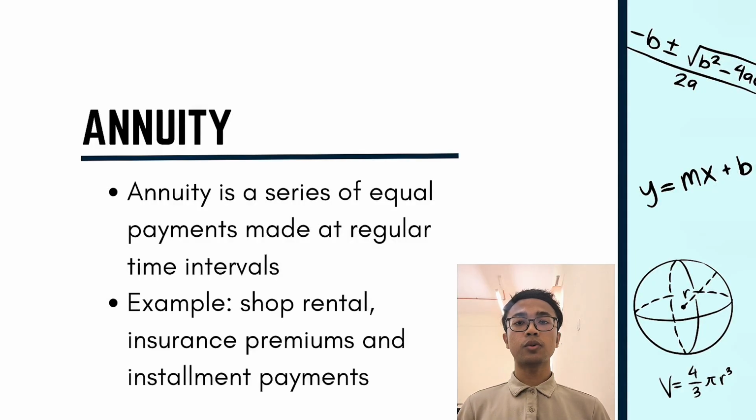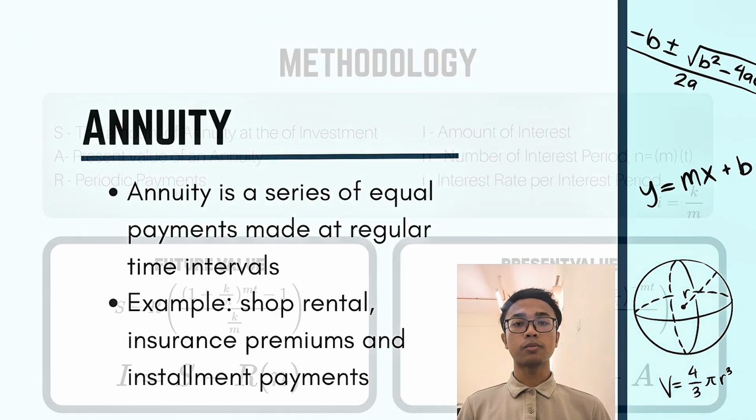Hello everyone, in this video I will explain the concept of annuity. An annuity is a series of equal payments made at regular time intervals. We can see annuity in many real life situations, for example, shop rental, insurance premium, and installment payment.